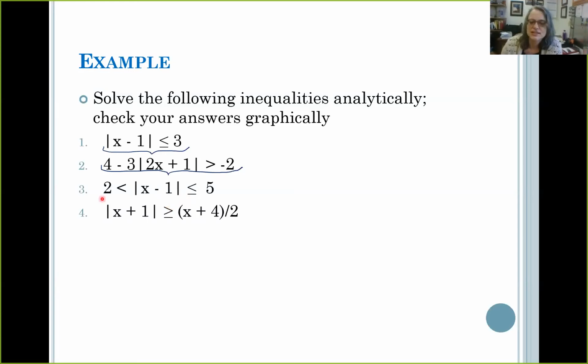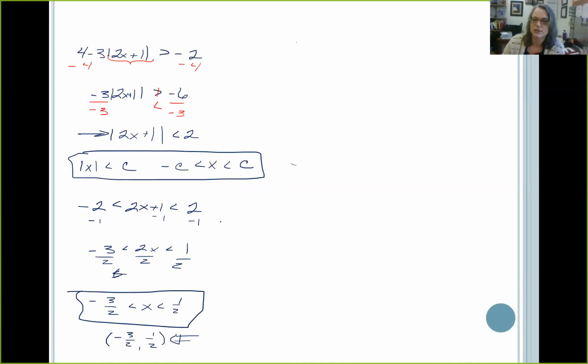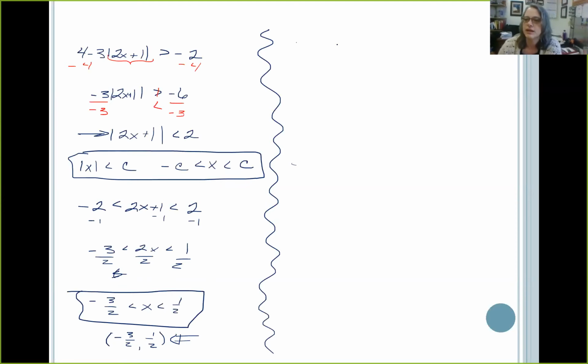2 is less than the absolute value of 2x minus 2, which is less than or equal to 10. Oh, we can do this over here. We'll just divide this in half. We have 2 is less than the absolute value of x minus 1, which is less than or equal to 5. Now you might be tempted to add 1 everywhere. Don't do that. Can't do that because we're still inside an absolute value.